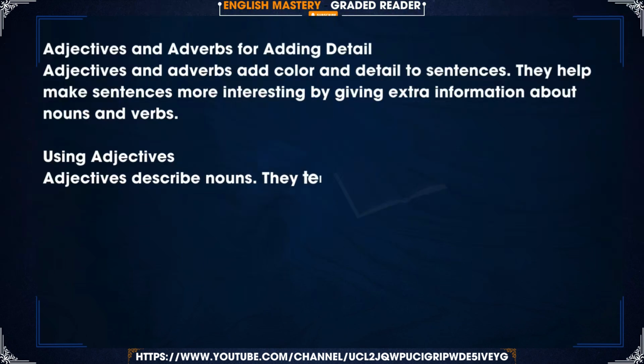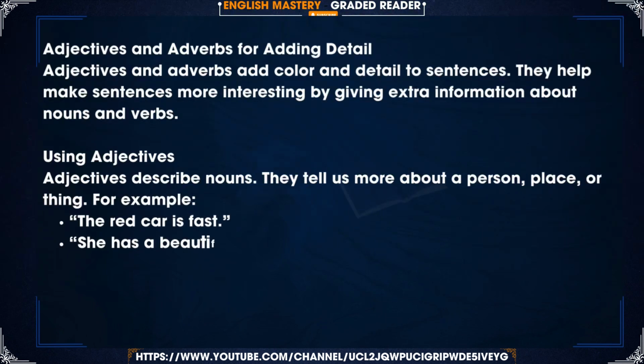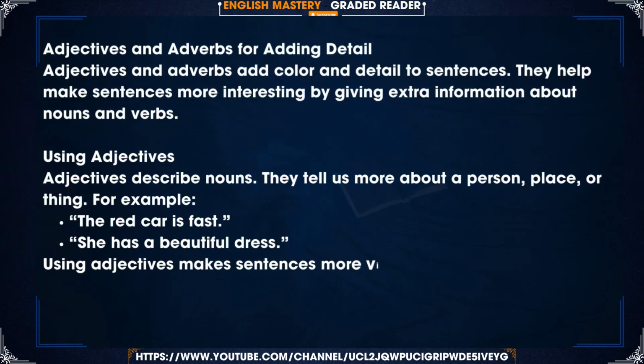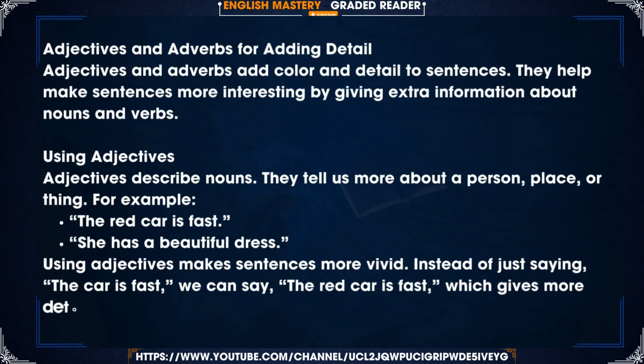Adjectives describe nouns. They tell us more about a person, place, or thing. For example, the red car is fast. She has a beautiful dress. Using adjectives makes sentences more vivid. Instead of just saying, the car is fast, we can say, the red car is fast, which gives more detail about the car.